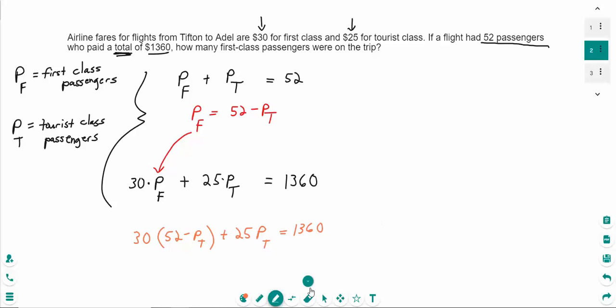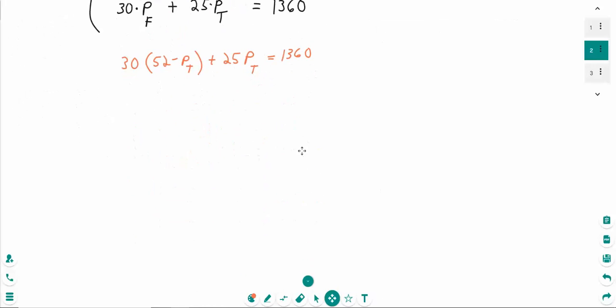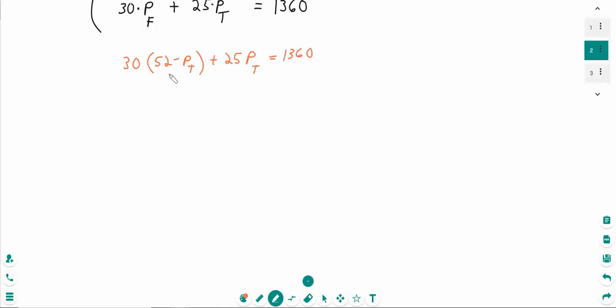Okay, and we need a little more real estate here. Let's move this down. So now let's multiply this out. What is 30 times 50? Well, it's going to be 1,500, right? Oh, I'm sorry, 52. 30 times 52. I'm not seeing it right here. 52. Okay, so that'd be 1,560 minus 30 p sub t plus 25 p sub t equals 1,360.